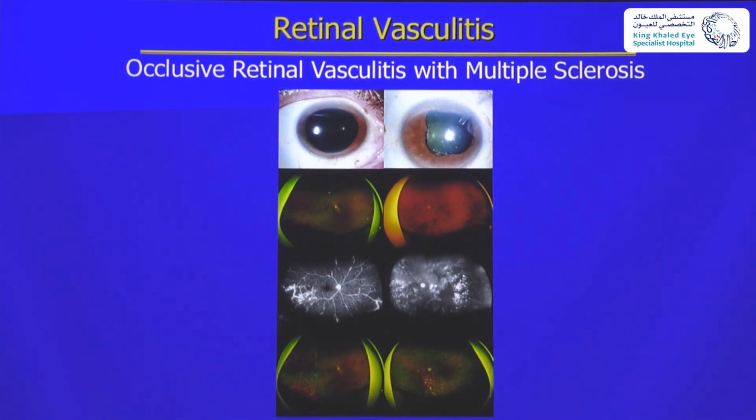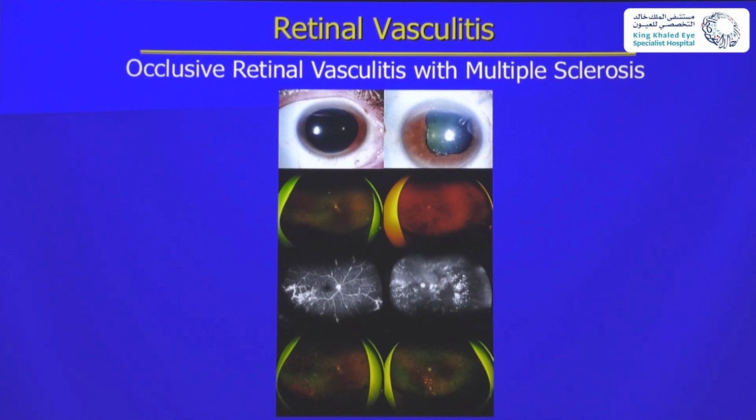Occlusive retinal vasculitis can be seen in multiple sclerosis. It's not common, but we have seen several patients with multiple sclerosis. This patient had iris rubeosis, had glaucoma surgery, and fluorescein angiography showed retinal ischemia.